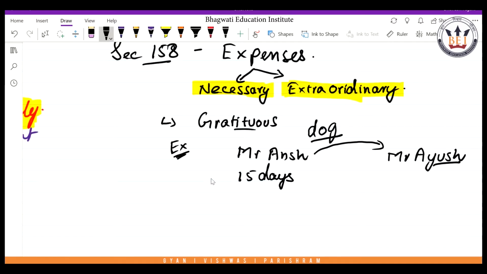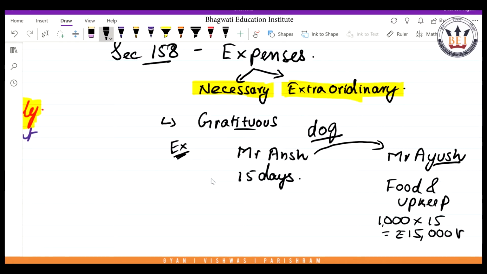Ansh is going out on some foreign trip for 15 days, so no one is there at home to take care of the dog. So he gives it to his friend Mr. Ayush. The dog obviously has a lot of tantrums and has an expense of food and upkeep of ₹1,000 a day. This guy is really expensive, trust me. So Ayush had spent 15,000 bucks on the dog.